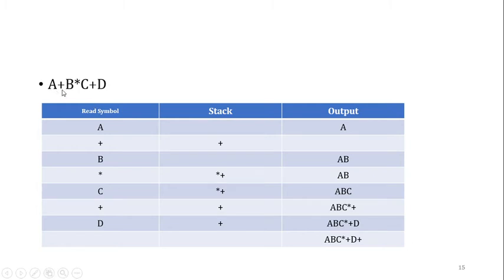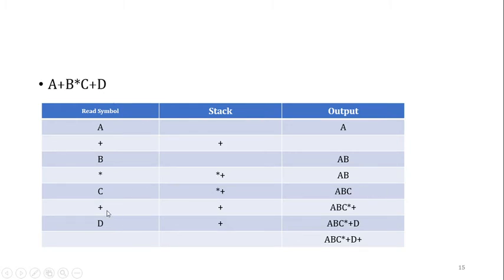I have the expression A plus B star C plus D. Firstly we have A, so that can be outputted. Plus comes, stack is empty, so we push that into the stack. Then B has been outputted. And star comes; star precedence is higher than plus precedence, so we can simply push that in the stack. Star has been pushed. Then C comes, C is outputted.